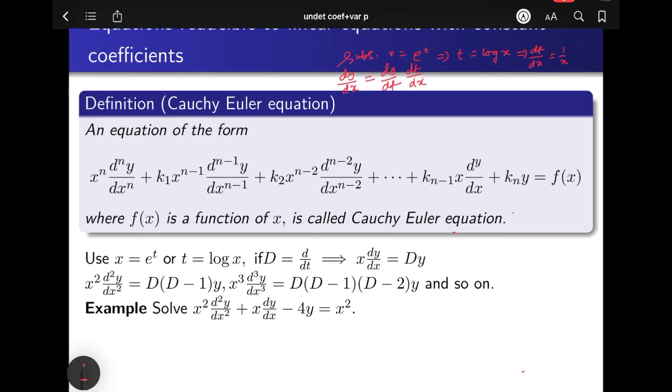You can write this one, that is 1 by x dy dt. That is, from here if you just cross multiply, you will be getting x dy dx is equal to dy dt. So wherever you have x dy dx, simply substitute dy dt. Okay, now next thing is what?